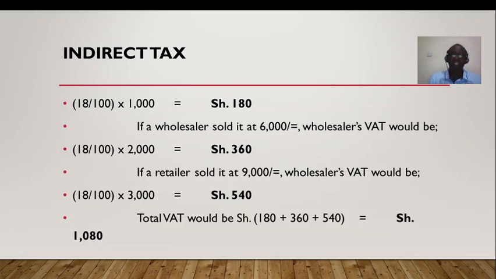Now, if the retailer sells the same item at 9,000, then the VAT will be 18% of 3,000. That is 540. So the total VAT of that particular product will be 180 of the producer, 360 of the wholesaler, and 540 of the retailer, and it will be 1,080 shillings.